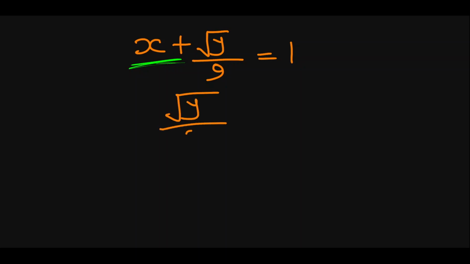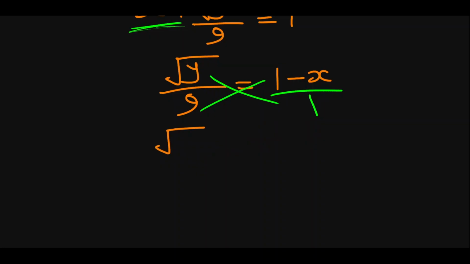So root y over 9 is equal to 1 minus x, because when x goes to the other side, it becomes minus x. Next thing is now to take away the fraction so that we have root y on its own. To do that, we will now cross multiply. If we cross multiply this way, it now gives us root y is equal to 9 into 1 minus x. Remember, don't make the mistake of writing 9 times 1 minus x without brackets. The 9 is multiplying the entire thing on that side, so the 1 minus x has to be in a bracket.